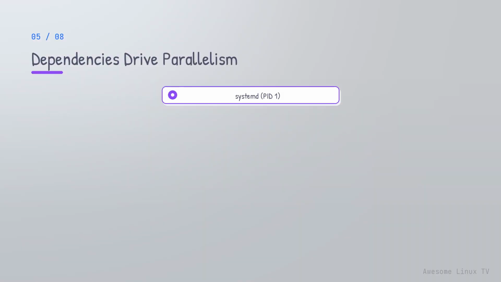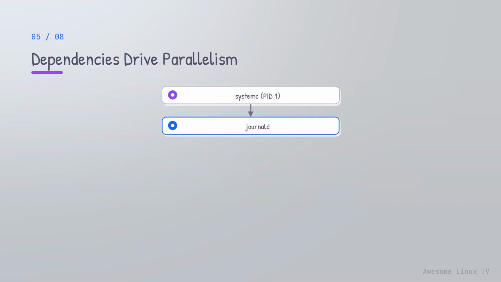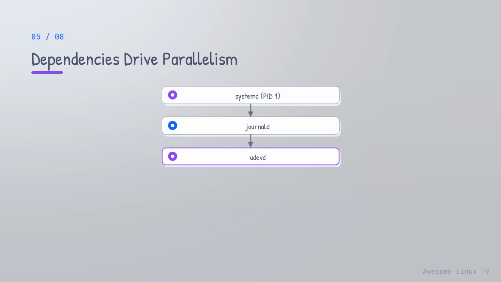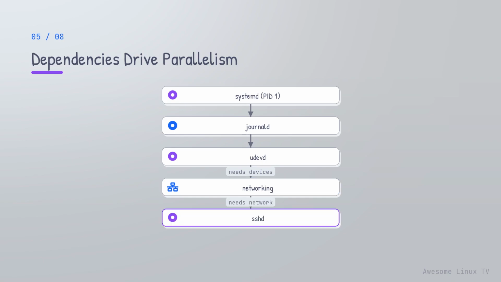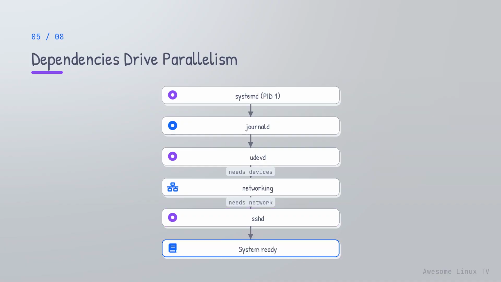Here's the key. Systemd reads every unit file's dependency declarations and builds a graph. Journal has no dependencies, so it starts immediately. udevd has no dependencies either. They launch at the same time. Networking needs device info from udevd, so it waits. SSHD needs the network. Meanwhile, Journal was already running the whole time. Scale this across 100 units and you get massive parallelism, pure dependency resolution, no threading tricks.